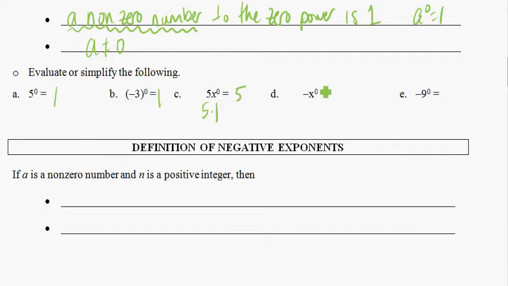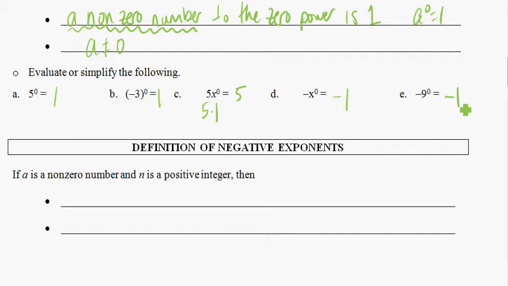In example D, the base to the exponent 0 is just x, not the negative. So we have negative times whatever x to the 0 is, which is 1. And the same thing in example E. The 0 only sees the 9, it does not see the negative, so our answer is -1.